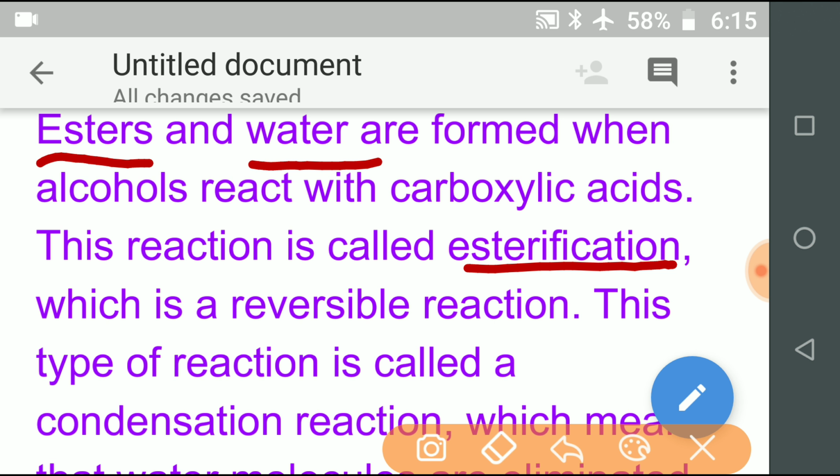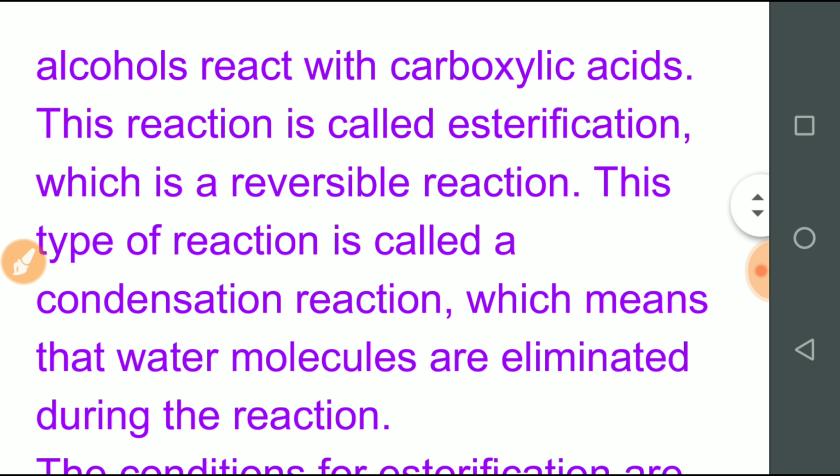Esters are most commonly formed by the reaction of an alcohol and an acid. Now, this esterification reaction is a reversible reaction. This type of reaction is called a condensation reaction. In examination: why is esterification called a condensation reaction? Give reason. In the esterification reaction, water molecules are eliminated during the reaction. Therefore, the esterification reaction is also called a condensation reaction.